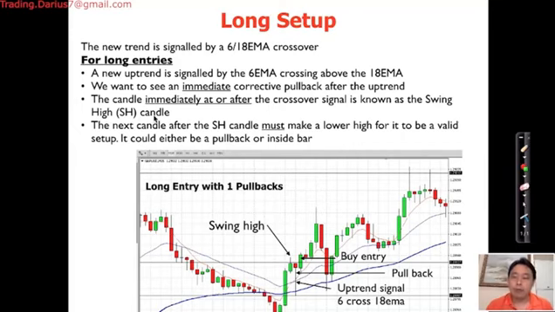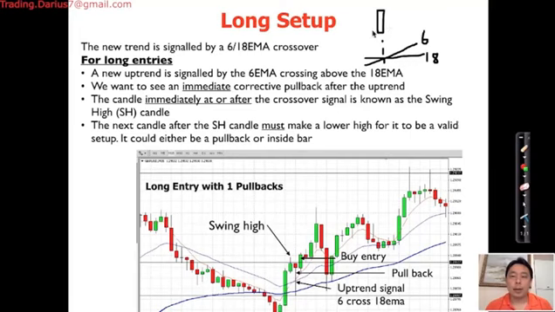Okay, so let me draw so you get a clear understanding. Let's imagine that we've got the 6 EMA and we've got the 18 EMA. Right, so again, this is the red line, this is the blue line. Now, what I'm saying is right at the cross, immediately right at the cross over here, we want to see a swing high candle.